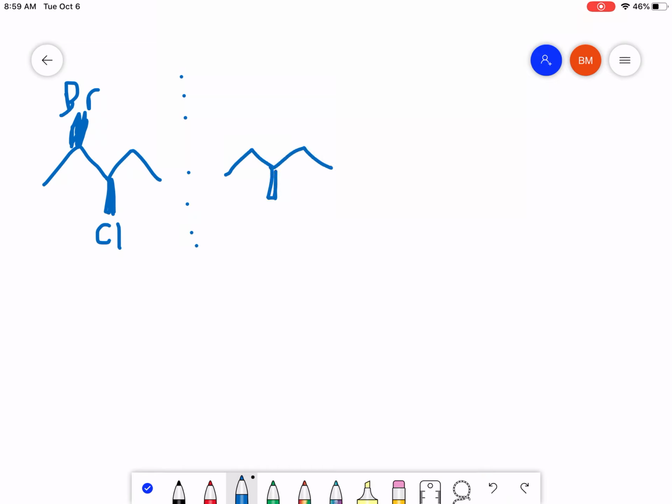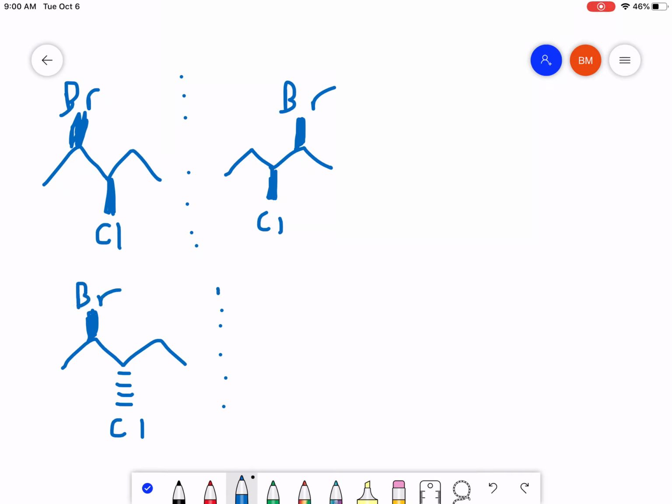We had this. Let's see, we had this. Whoa, I didn't mean to go into red all of a sudden. Although maybe I should. It was quite pretty. So we switch the groups on the middle carbon and draw the mirror image. Okay.